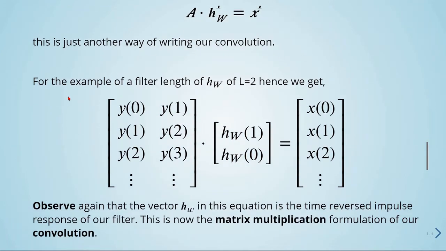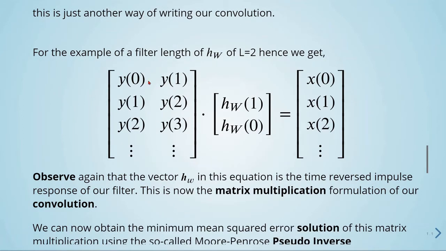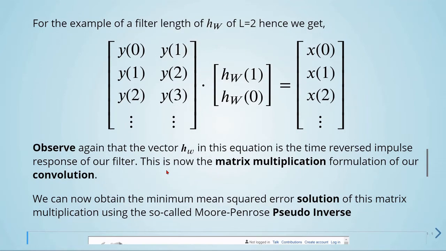For example, if we have a filter of length 2, and this is h_w, here is our matrix of the distorted signal. We multiply it with this filter h_w, and we get our x. Observe again that the vector h_w in this equation is the time-reversed impulse response of our filter. This is now the matrix multiplication formulation of our convolution.